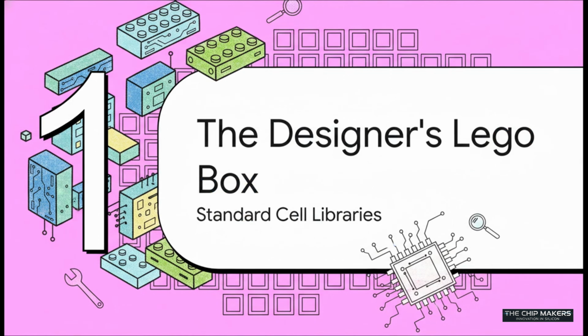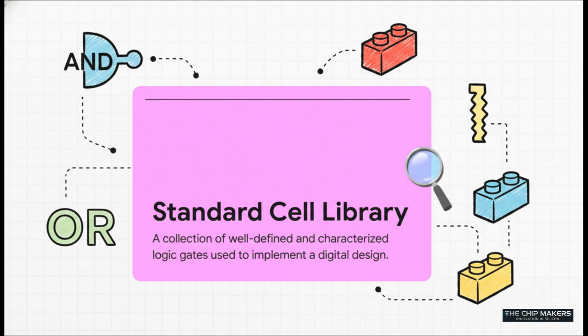So that big box of digital Lego bricks, in the industry, is called a standard cell library. And this is the fundamental toolkit that pretty much every modern chip designer on the planet uses to bring their designs to life. Okay, so what is it formally? A standard cell library is basically a collection of logic gates. These are your tiny little decision-making circuits, things like AND gates, OR gates, inverters. Think of them as your classic 2x2 red brick or your 2x4 blue brick.